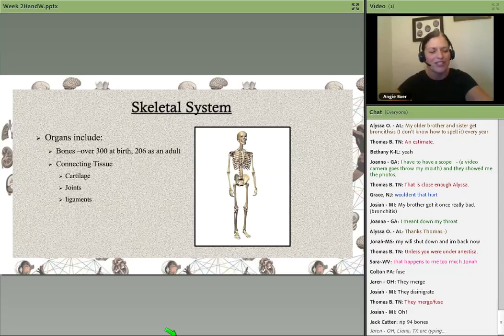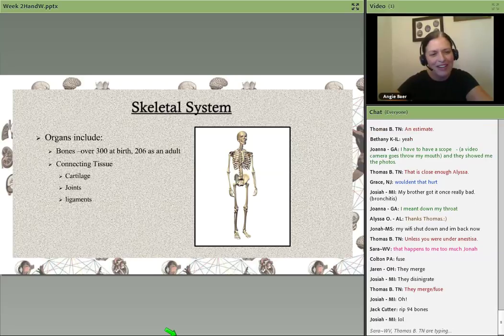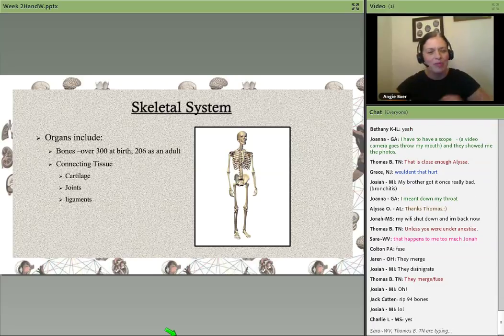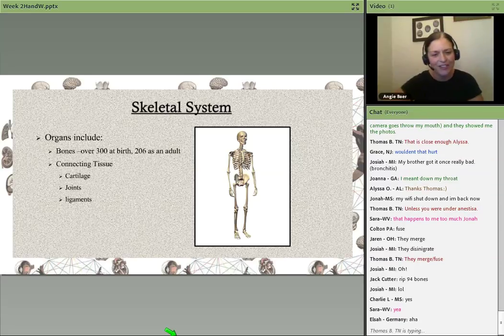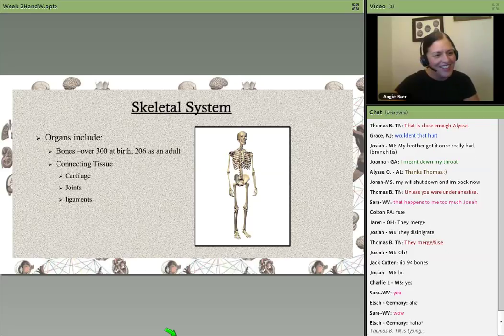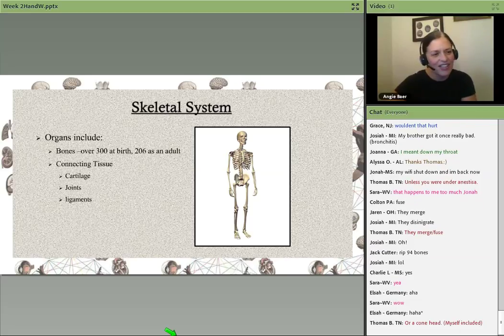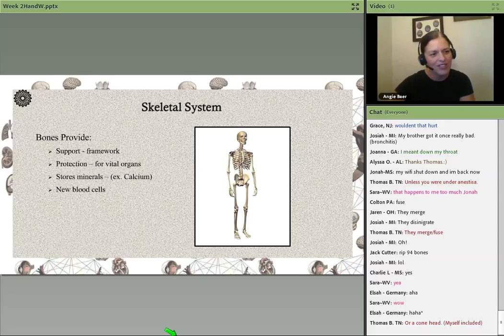They actually fuse together. So especially in the head, you've probably heard of babies that have a soft spot on the top of their head. That's because their skull is not fused together yet to make room for that brain to grow. Yeah, that's right. And then you have connecting tissue, and that connecting tissue is your cartilage, your joints, and your ligaments. Those are all working together in your skeletal system.